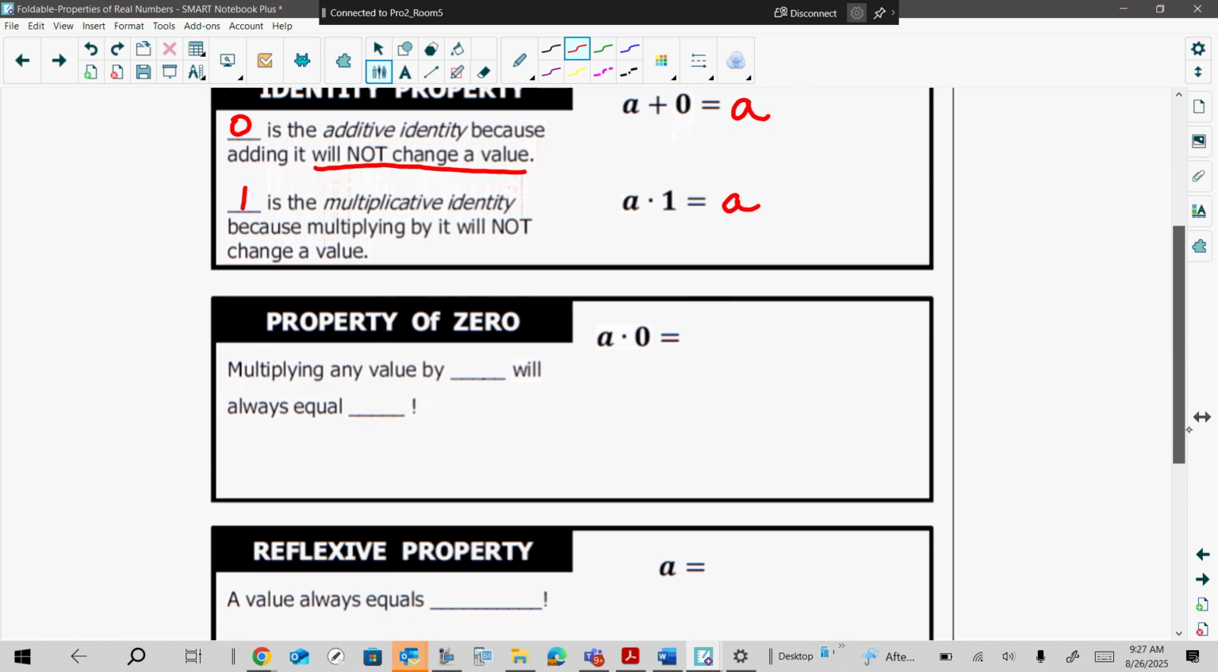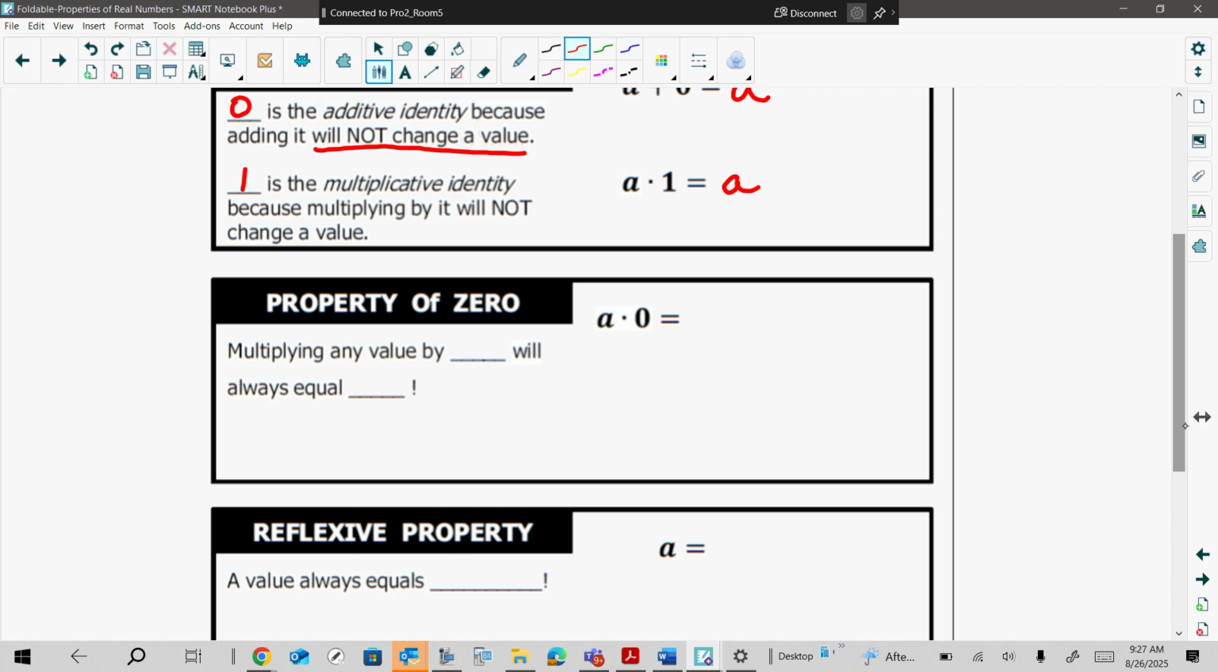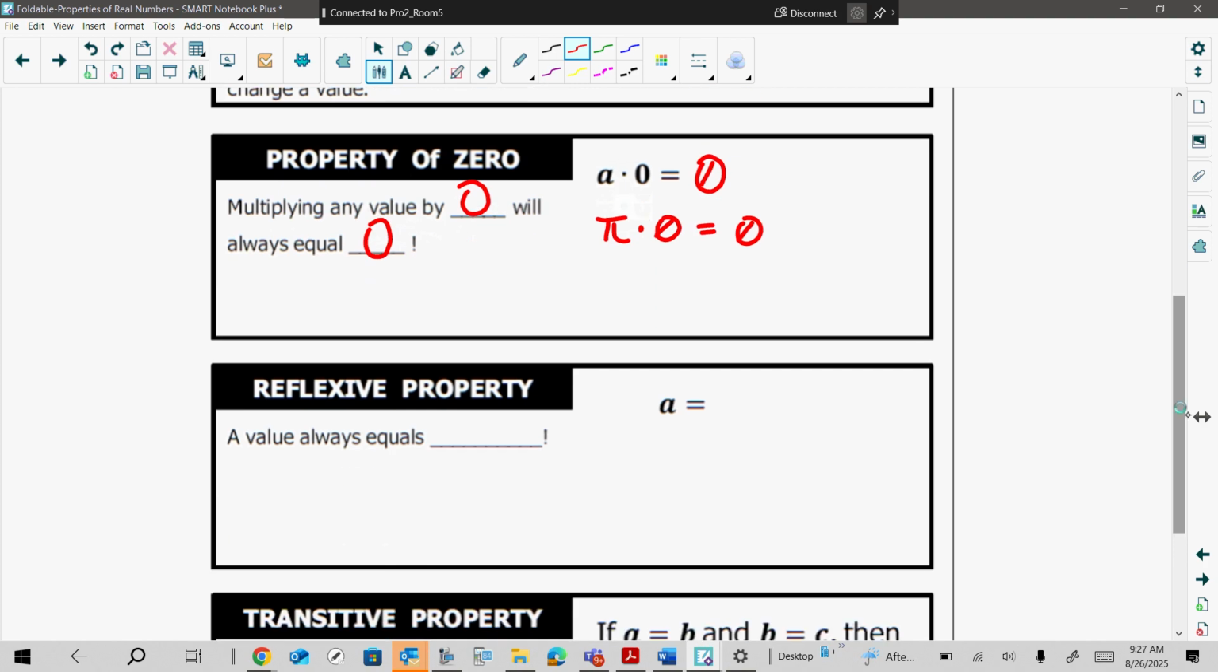Now the zero property, y'all should know that because anything multiplied by 0 is going to be what? 0. So multiplying any value by 0 will always equal 0. Okay. So A times 0 is just going to be 0. I could have pi times 0 and it's still going to equal 0. Is there any number like infinity times 0? Infinity times 0. What are we talking about? Okay. Anything times 0 still remains 0.